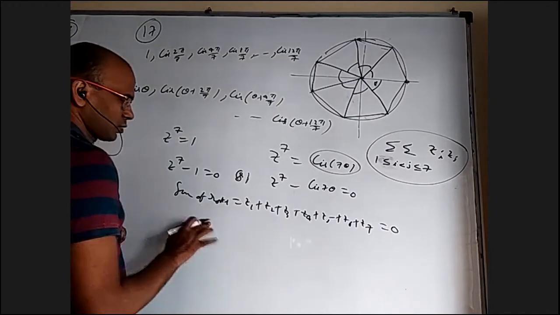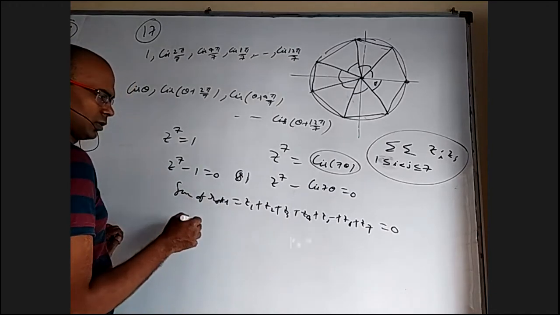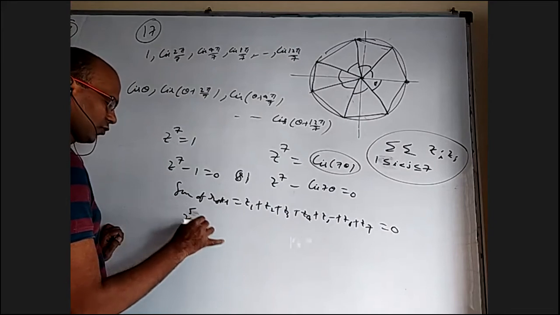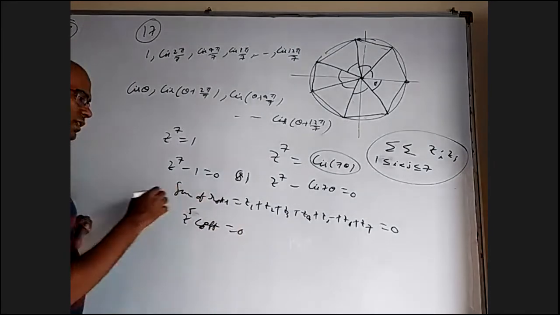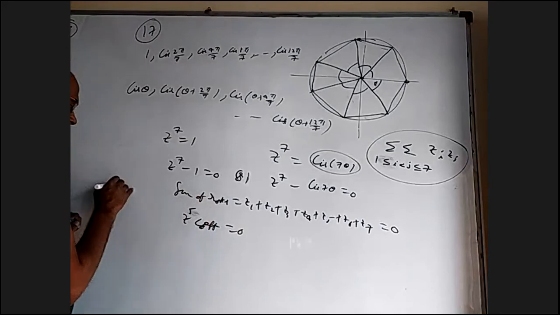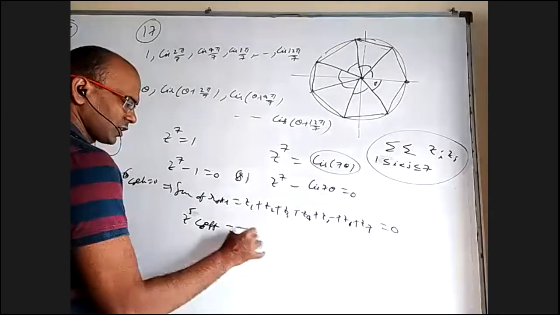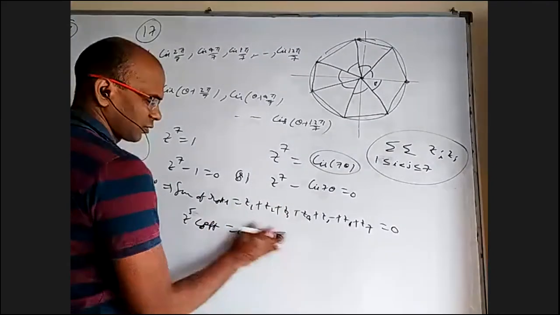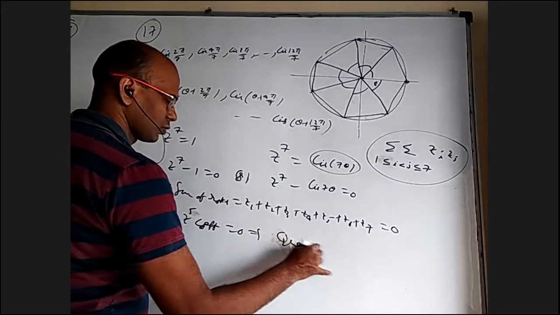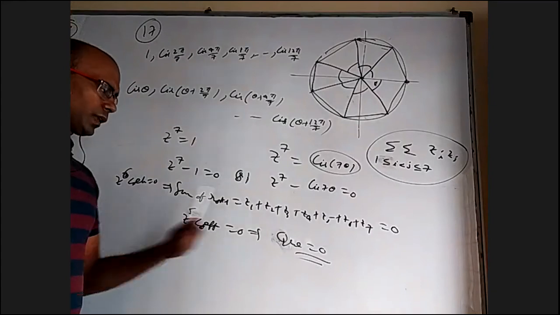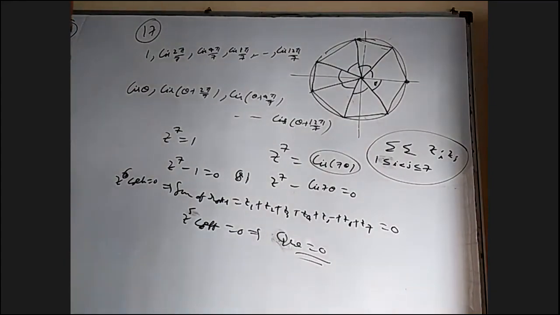So we will also get whatever z power 6, no, not z power 6, sorry, z power 5 coefficient. This is actually z power 7 coefficient. Okay. Z power 6 coefficient equal to 0 means sum of the roots is 0. Z power 5 coefficient is 0 means we'll get whatever our question is equal to 0. Okay. This is one method. Let us see some other method.